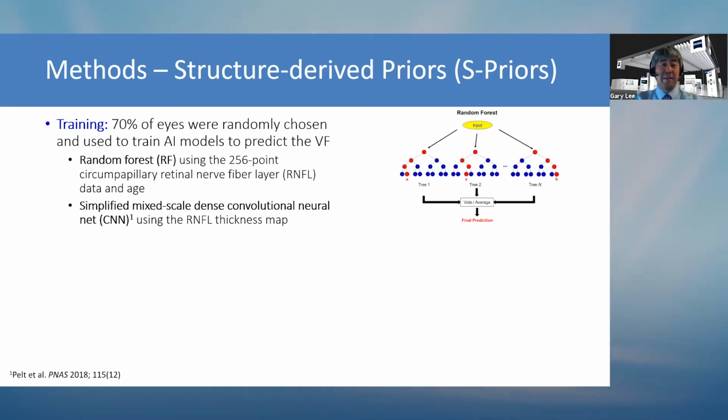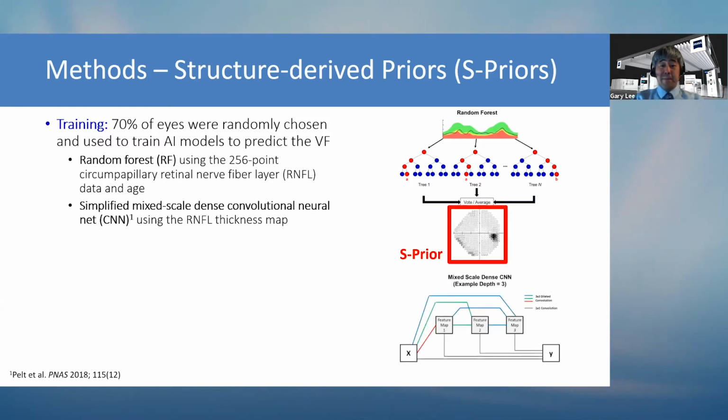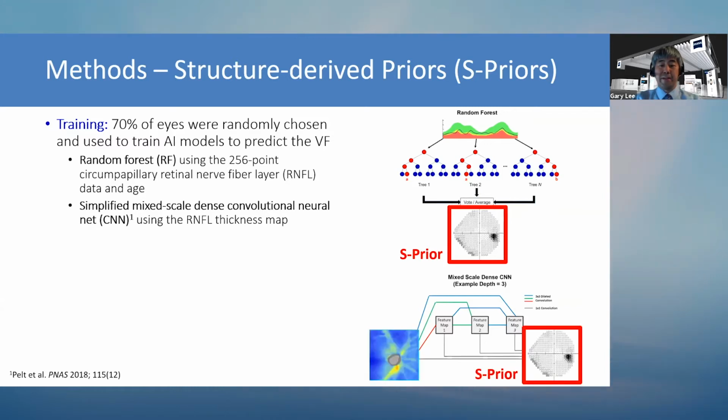First, a classic random forest regressor was trained using RNFL thickness T-SNP profiles and subject ages as inputs. That is, we took the T-SNP profiles and created the visual field S priors, as you see blinking on the screen. Second, a simplified mixed scale dense convolutional neural network, or CNN, was trained using the 2D RNFL thickness maps as inputs. And that is, we used the 2D RNFL thickness maps to create those visual field priors.